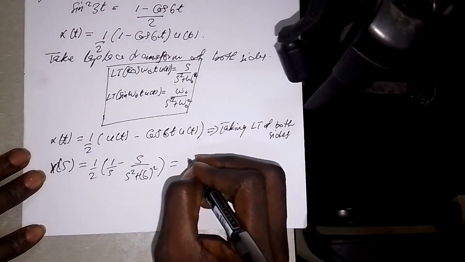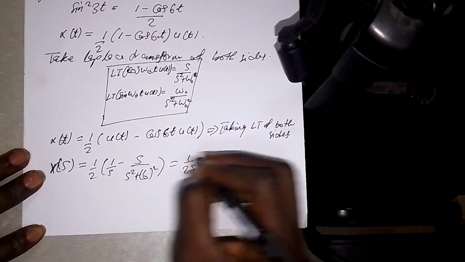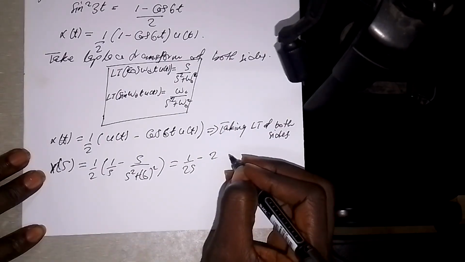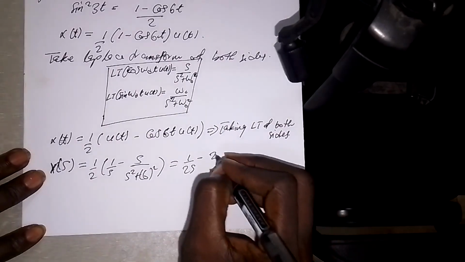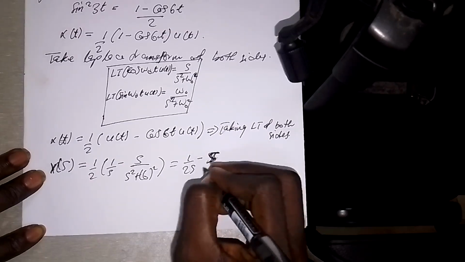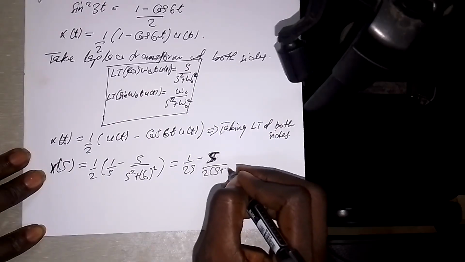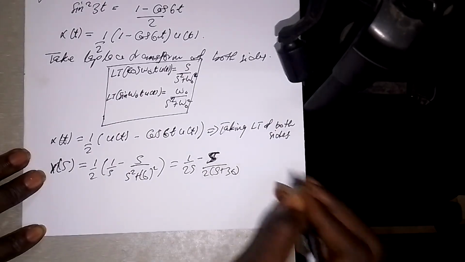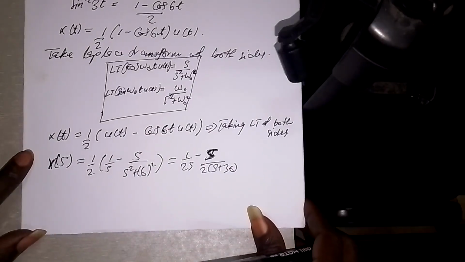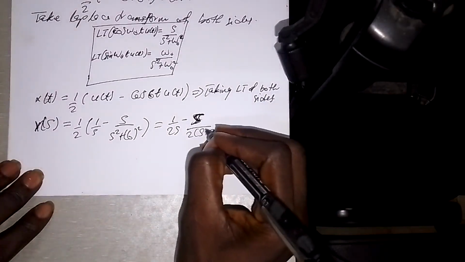If I multiply through, I'll get 1 over 2s minus s over 2 into s squared plus 36. So this is what I'm going to get. Now here, this place is supposed to be what?